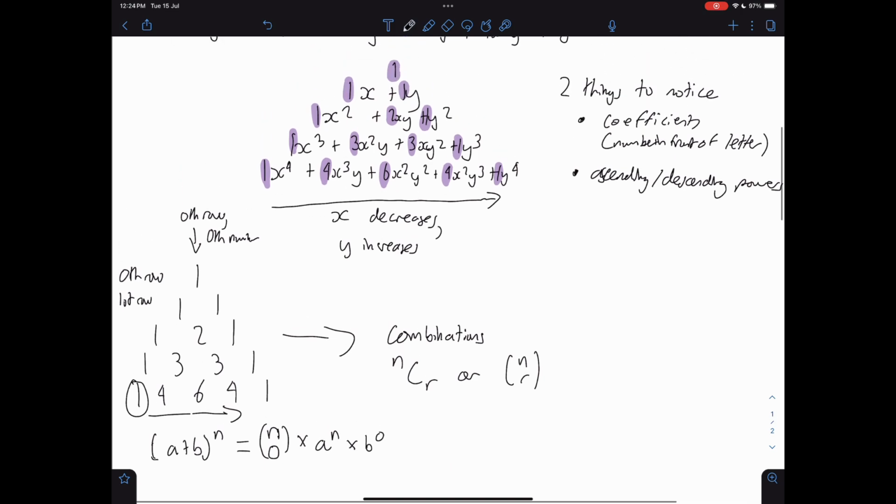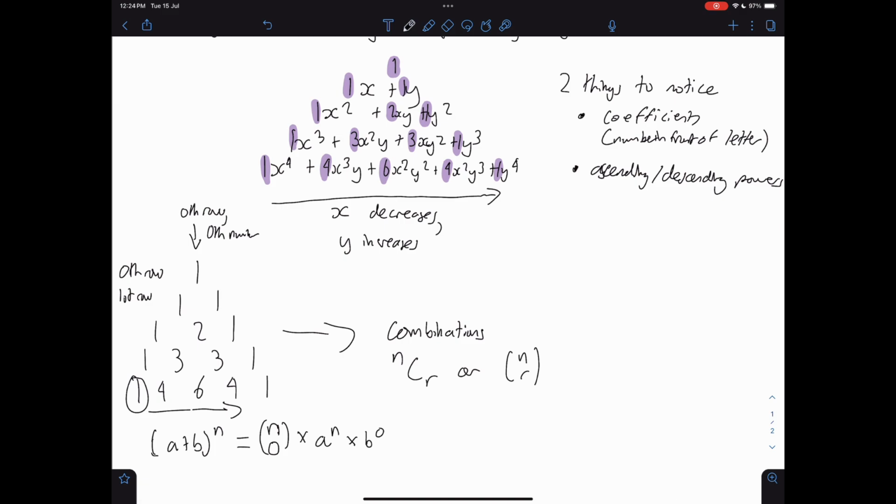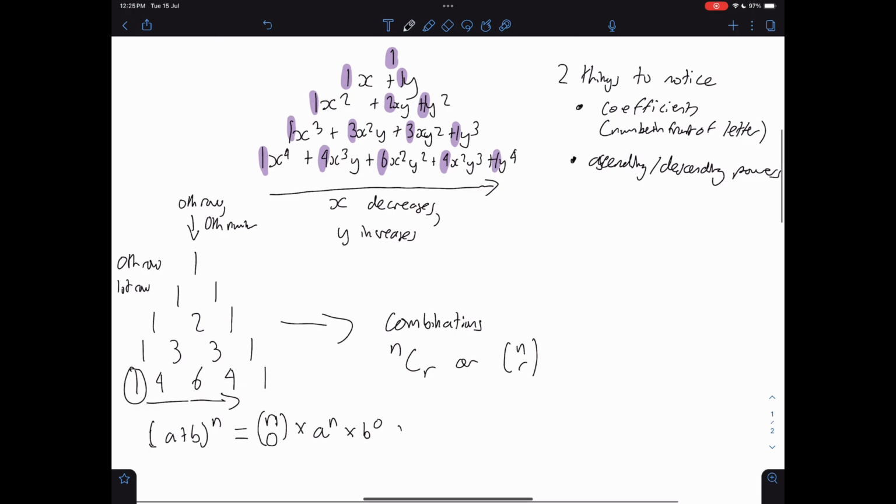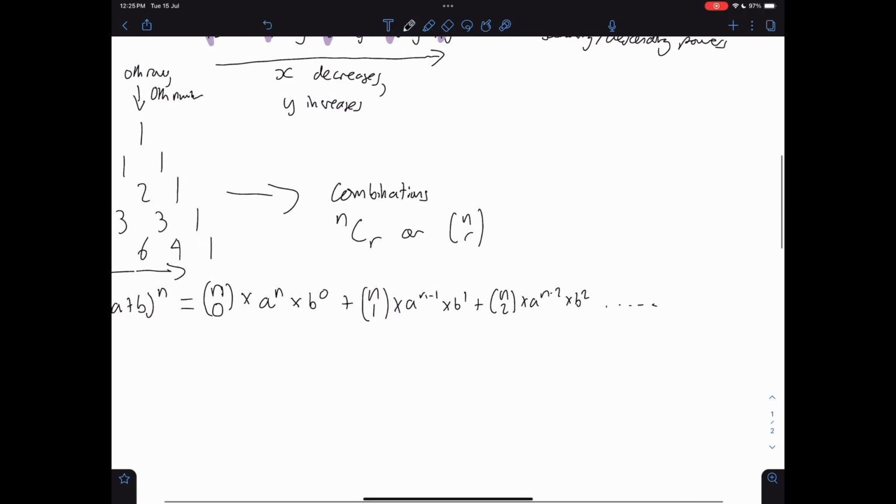So then the next one's going to be n choose 1 times a to the power of n minus 1 times b to the power of 1. You see the a's decreasing in power, the b's increasing in power, and so on we go.